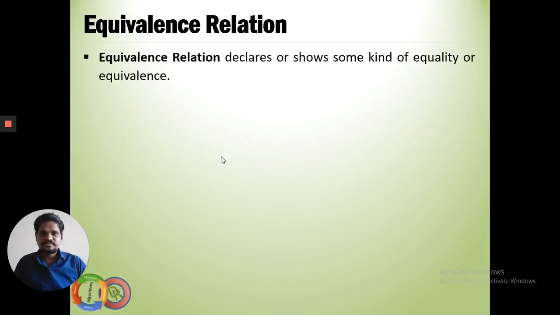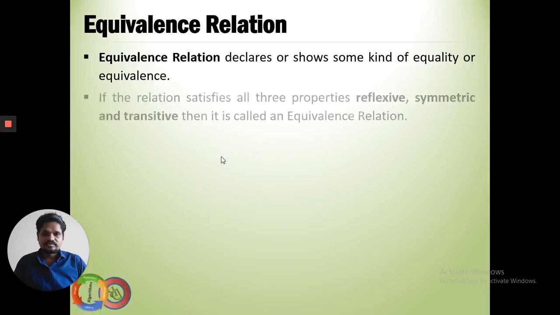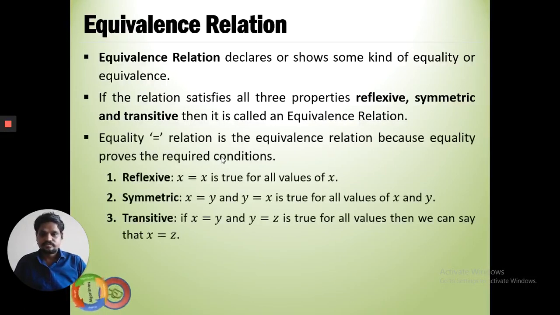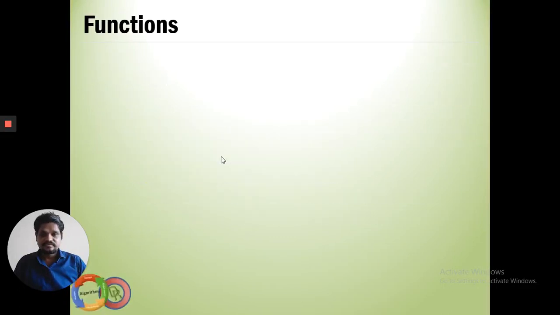Equivalence relation. Now equality is also a kind of relation. It satisfies the properties reflexive, symmetric, and transitive. It is given by the equality relation, which is an equivalence relation, because equality proves the required conditions: reflexive, symmetric, and transitive. Now, whatever relations we have already checked, if all these three properties are satisfied by the set, then the set and the relation we will call an equivalence relation.